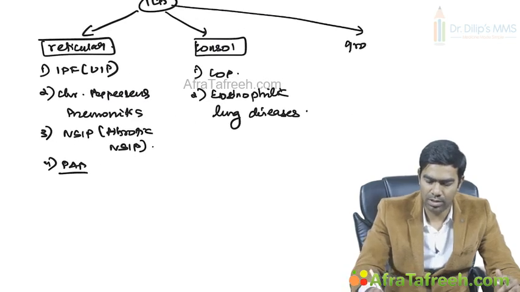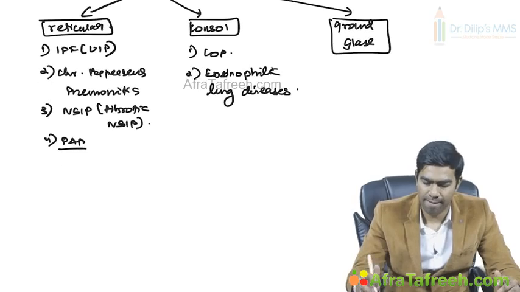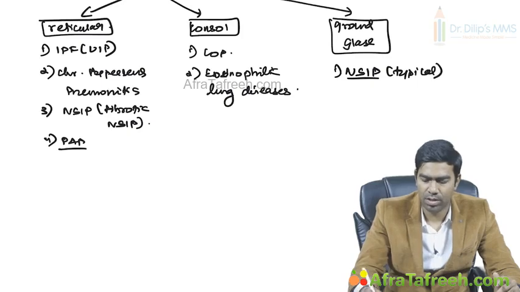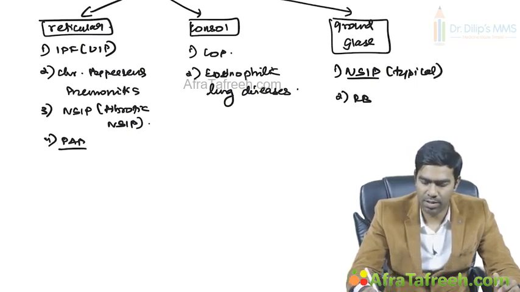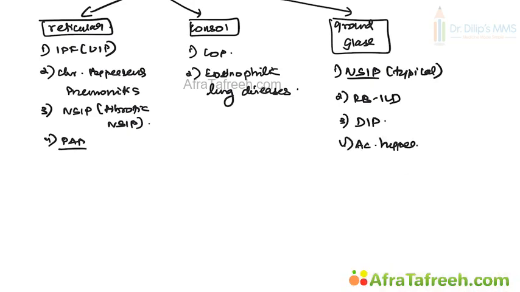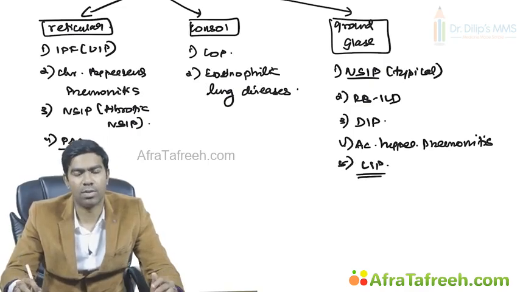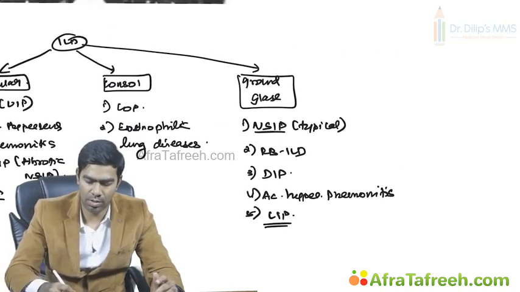Third one is the ground glass. What are the diseases that tend to produce ground glass? Number one, NSIP. Your typical NSIP is going to produce ground glass appearance only. Apart from that, respiratory bronchiolitis ILD can produce ground glassing. Desquamative interstitial pneumonia, acute hypersensitivity pneumonitis, because one variant of ground glass is the mosaic appearance, and that's what you will get in acute hypersensitivity pneumonitis. Very common. I have told you this multiple times. Then lymphoid interstitial pneumonia. All these can produce this typical appearance called ground glass.